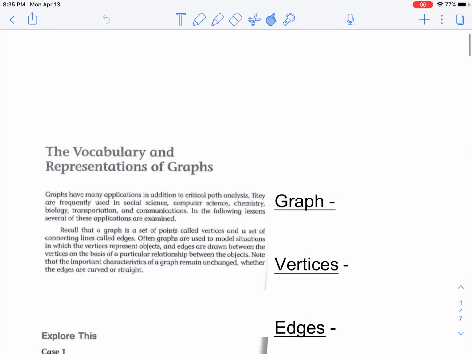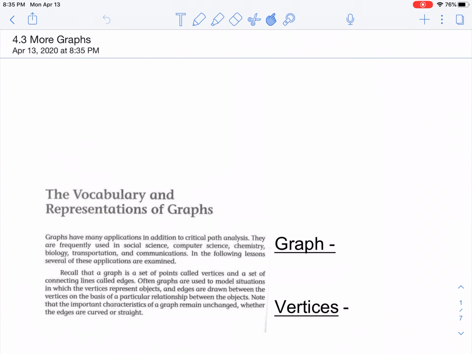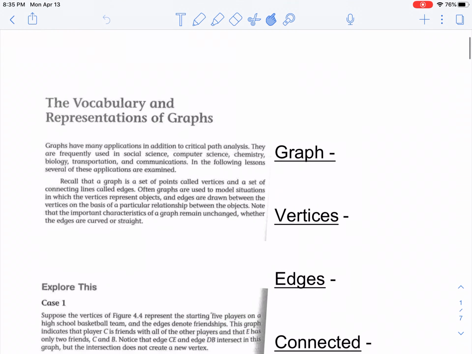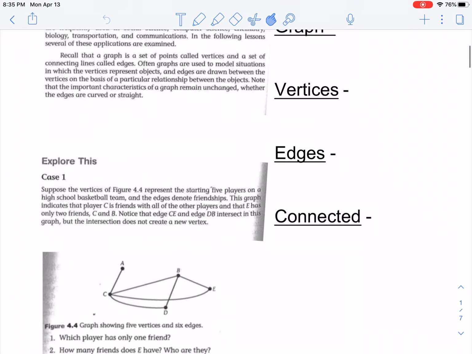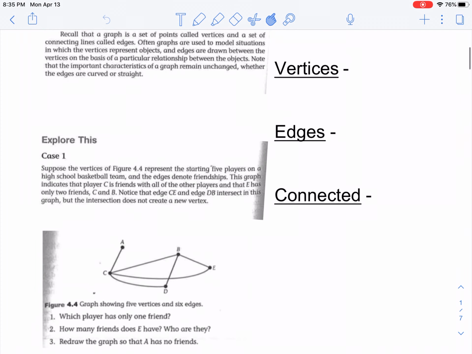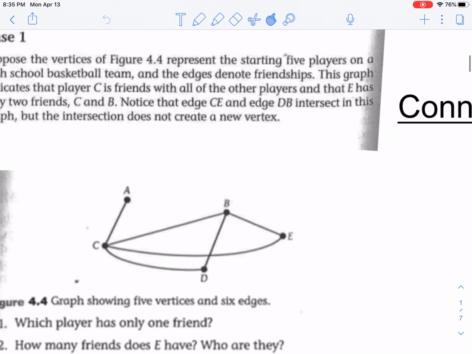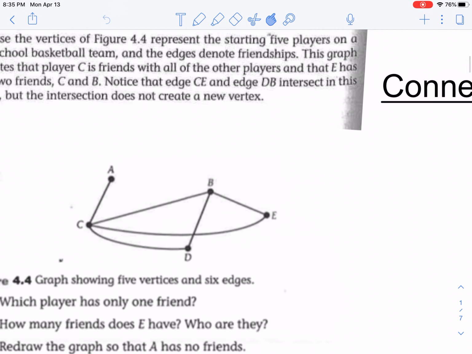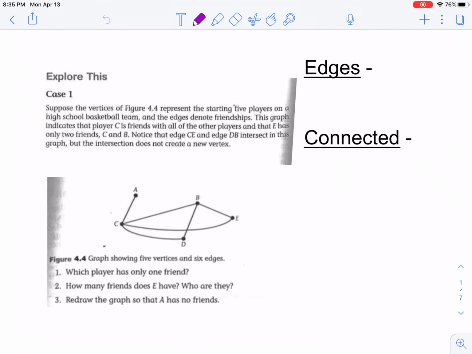All right, everyone, lesson 4.3. Next lesson, we're going to be talking about graphs here. Not the type of graphs that you're used to seeing in math. We're going to be looking at different types of graphs, like in this example down here. This is a graph. I know it just looks like a bunch of lines and dots and letters. That is an actual graph in discrete math.